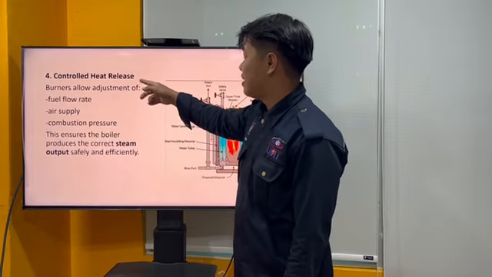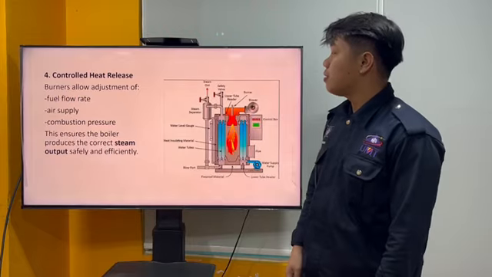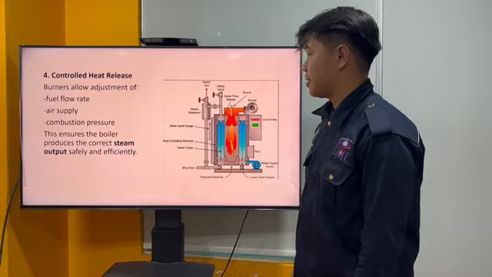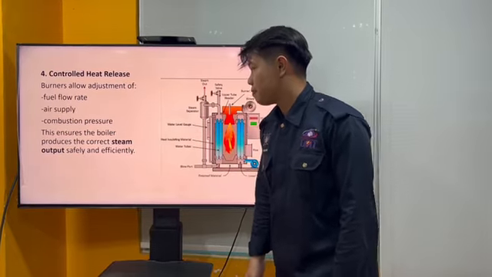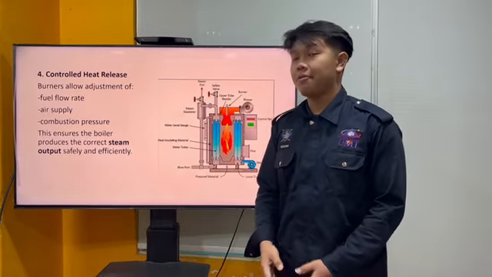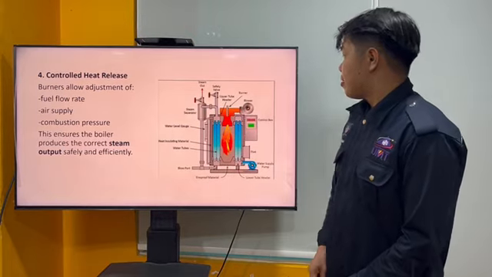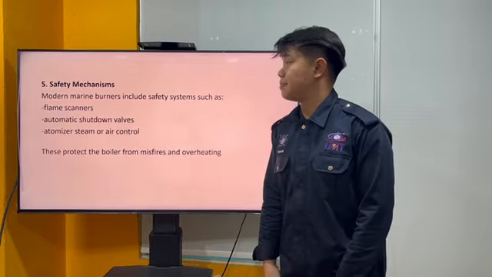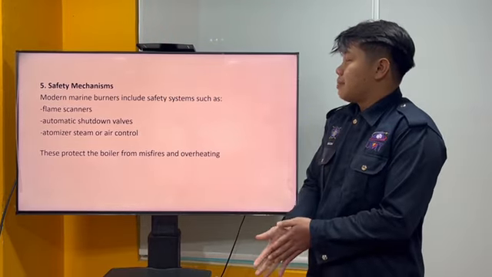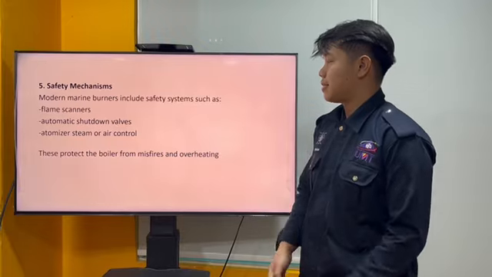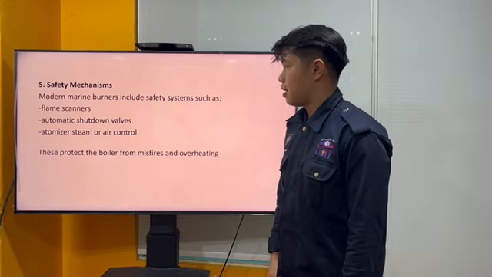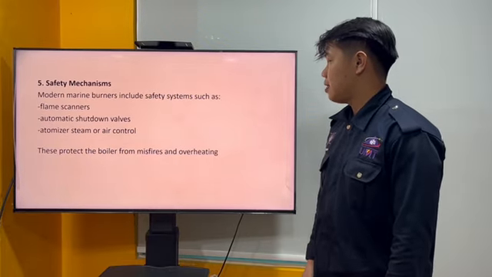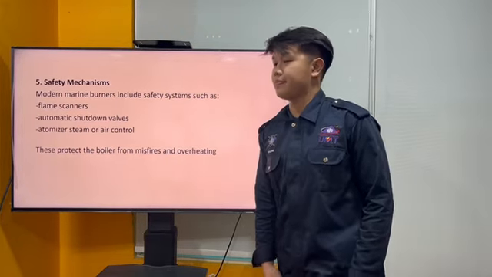Fourth is control heat release. Burner allows the adjustment of fuel flow rate and supply combustion pressure. This ensures the boiler produces the correct steam output safely and efficiently. The last one is safety mechanism. Modern marine burners include safety systems such as flame scanner, automatic shutdown valve, atomizer, steam or air control. This protects the boiler from misfire and overheating.